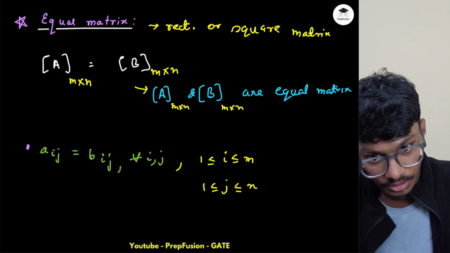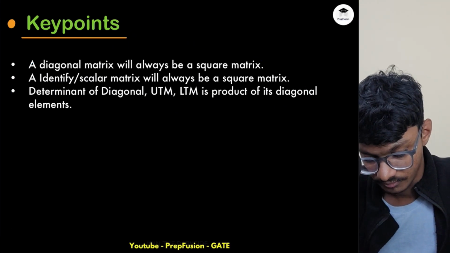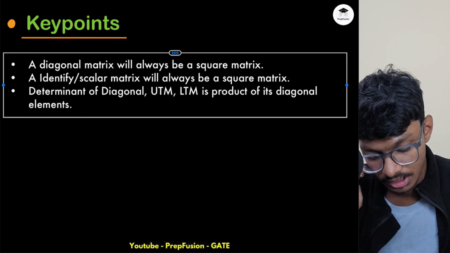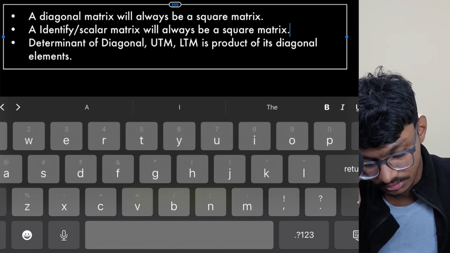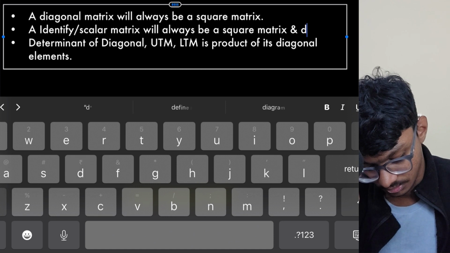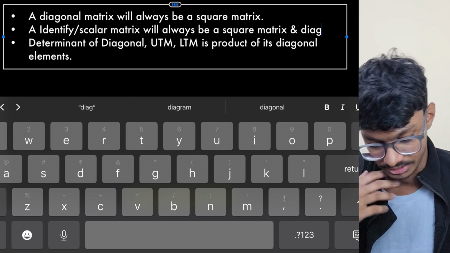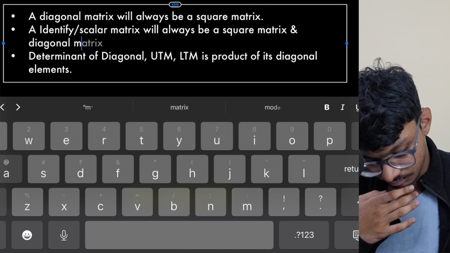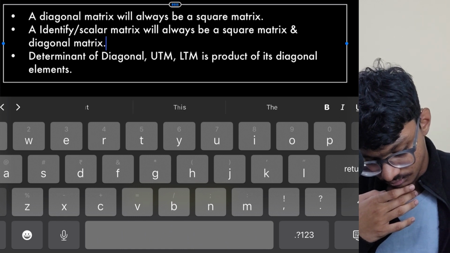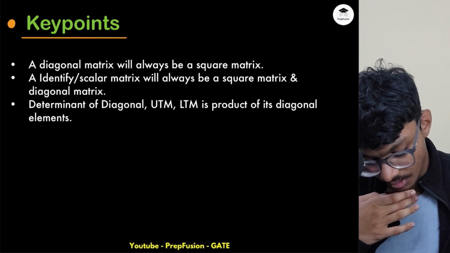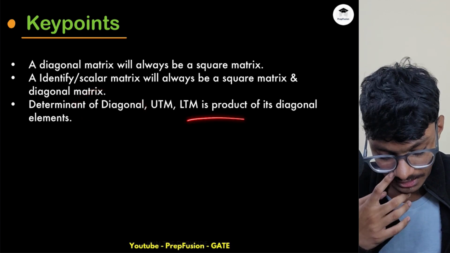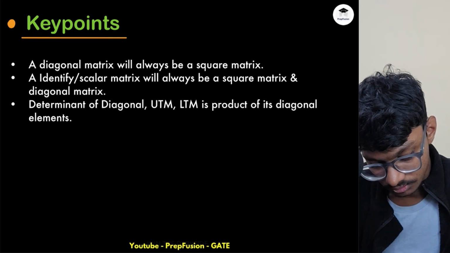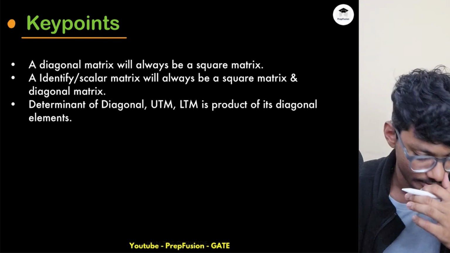So these are the few key points. I have already written it down. Diagonal matrix will always be square. Identity slash scalar matrix will always be square, and a diagonal matrix. Obviously, identity matrix is also a diagonal matrix. And the determinant of a diagonal, UTM, LTM matrix is the product of its diagonal elements. So we have written all those key points.